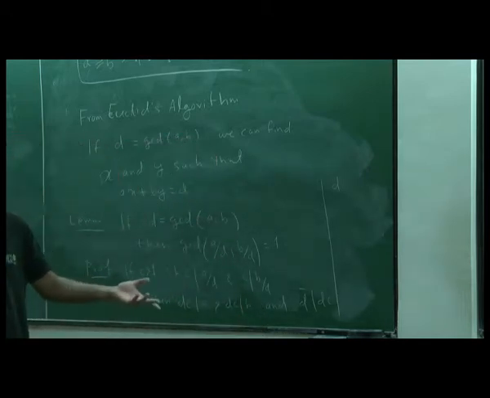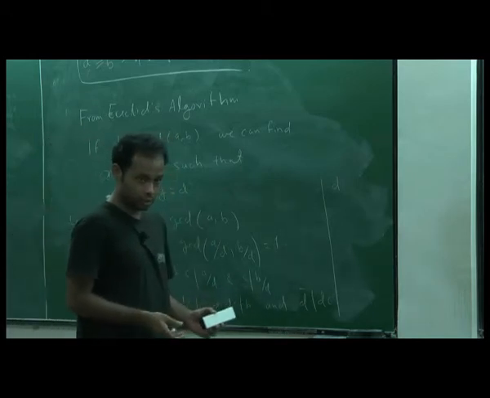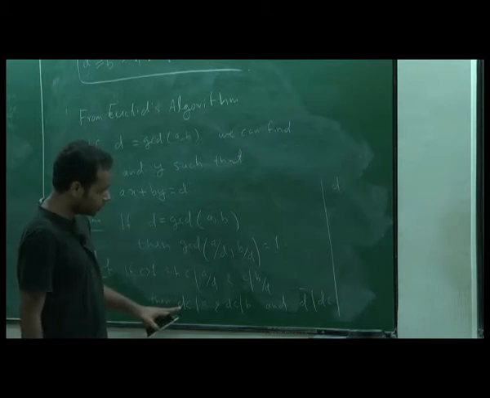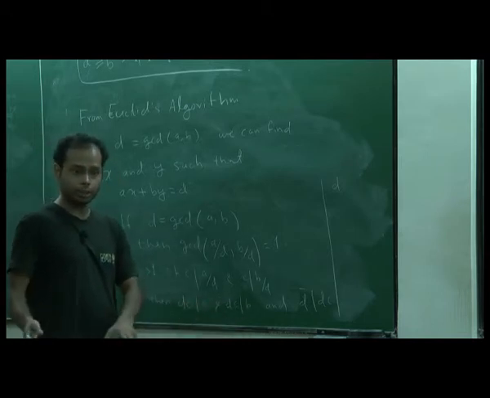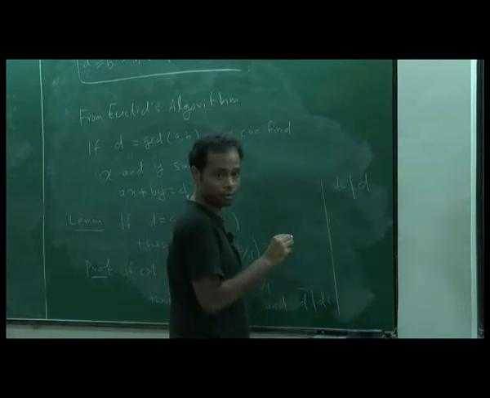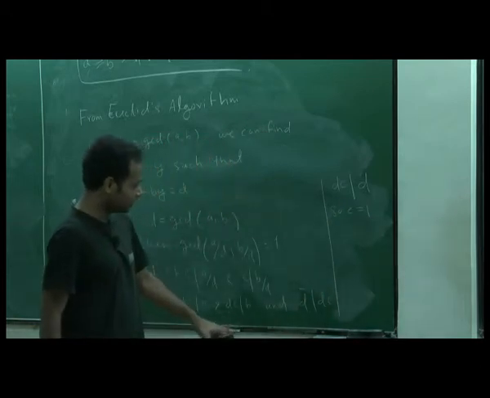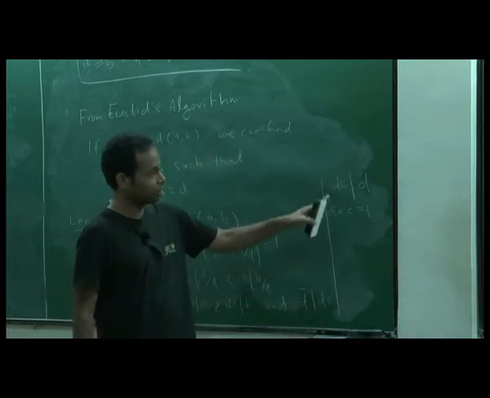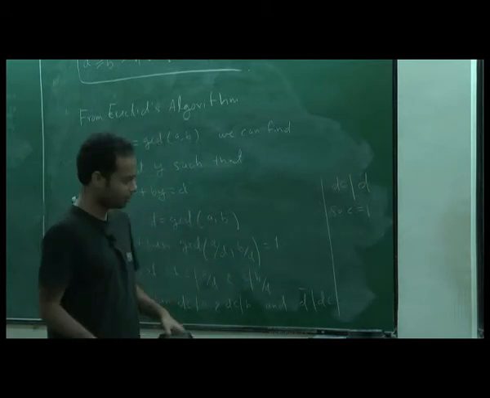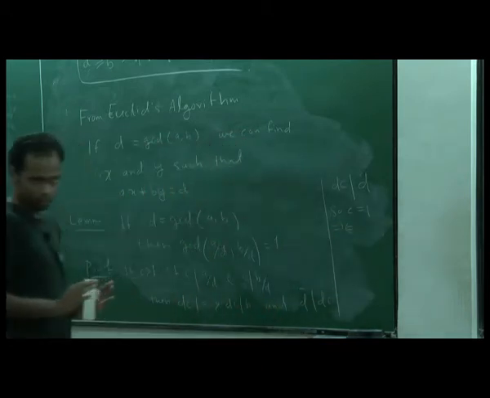D divides DC, that is obvious because this is D times C. But since D is the GCD, any number dividing both numbers has to divide D. By the definition of GCD, DC divides D. So C equals 1, right? Because D divides DC, both are positive, and DC divides D, so C has to be 1. Otherwise D equal to DC, which is a contradiction. So this contradiction proves that this has to be 1.